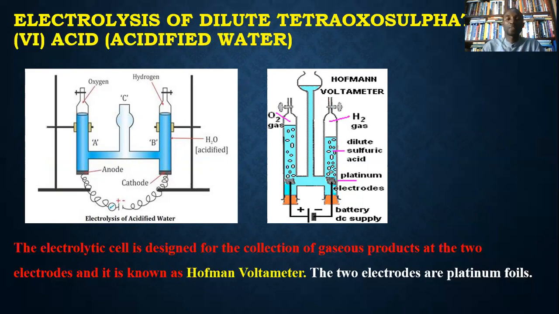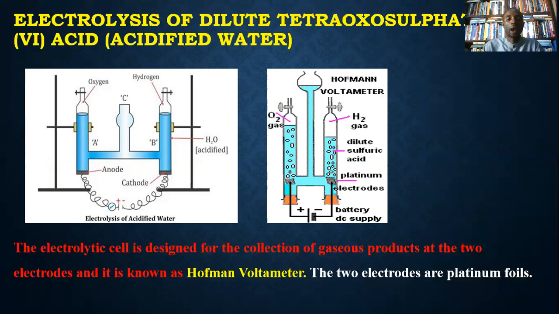The experiment is designed in a way that two gaseous substances will be collected at the end of the reaction. And we use what we call the Hoffman voltameter. This is the setup. The electrolyte will be added in the setup, and the two electrodes used here are platinum electrodes, or platinum foil.